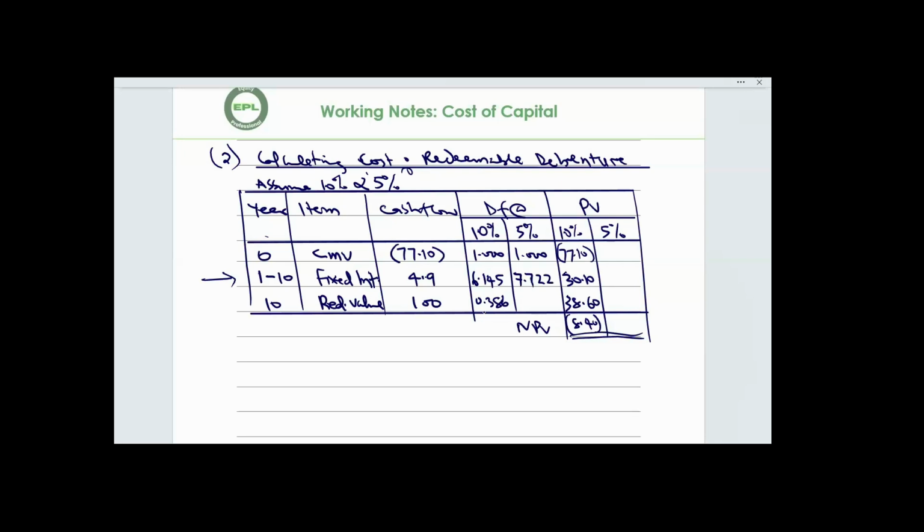Then discount factor of year 10 at 5%. 0.614. Okay, thank you. So, Minister of Finance, go ahead.